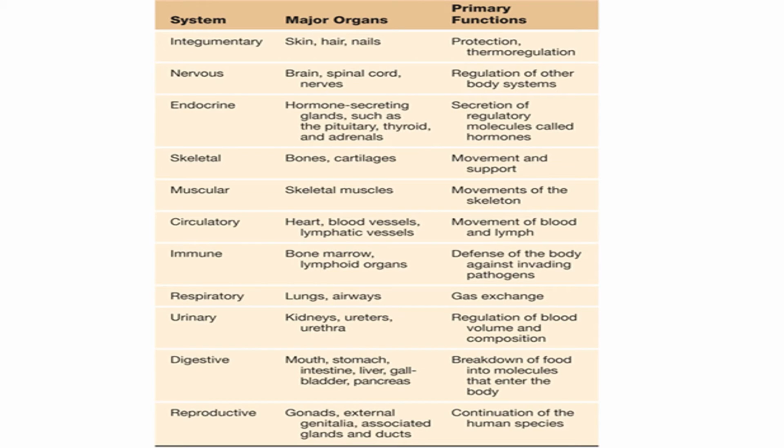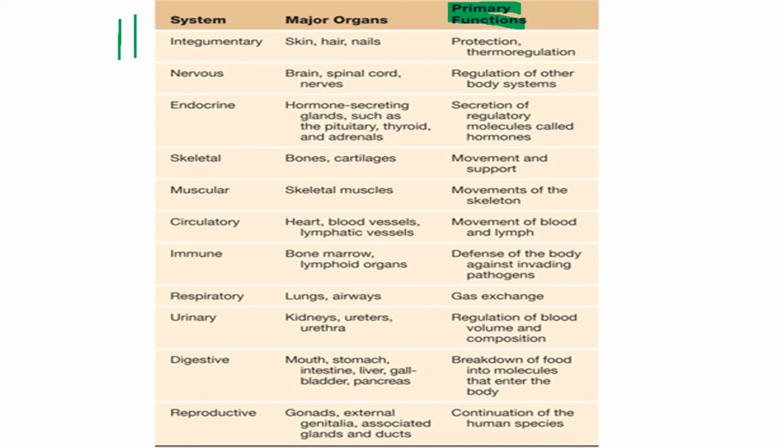So as a review, remember that we have 11 organ systems, and you should be quite familiar with the different 11 types and then the main organs, but what are the main functions? This is now what we need to start focusing in on. Like with the integument system, it's to protect and to also regulate our bodies. The nervous system is regulation of other body systems and typically works with the endocrine system where they talk to one another. Then the endocrine system's big role is secreting and production of hormones.